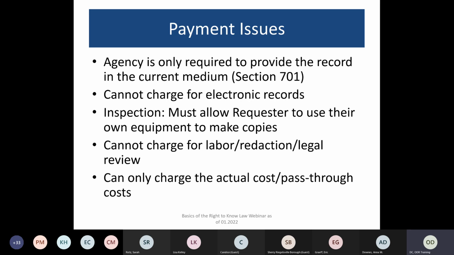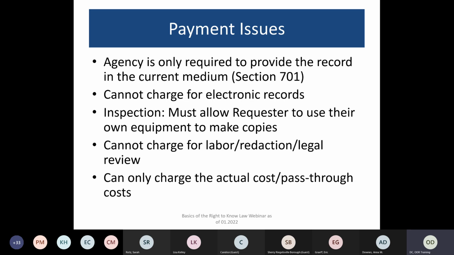Okay, a question has popped up. What if all permits are scanned and sent to other agencies during the process? Well, because you already have electronic versions of the permits, you're obligated to provide them electronically. Remember, you're only required to provide the record in its current medium. Because your current medium is electronic, if they request electronic versions, you would provide them with electronic versions, and you cannot charge for the electronic records.